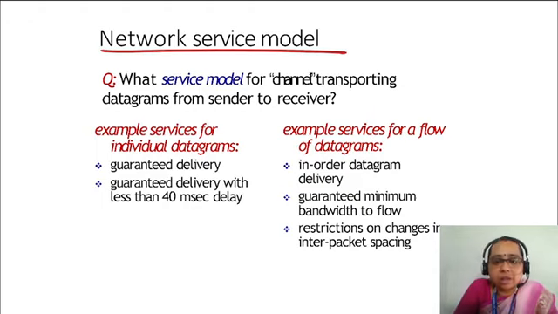Another example is services for a flow of datagrams: in-order datagram delivery, guaranteed minimum bandwidth to the flow, and restrictions on changes in inter-packet spacing. These are the drawbacks while sending through datagrams, which are less guaranteed.